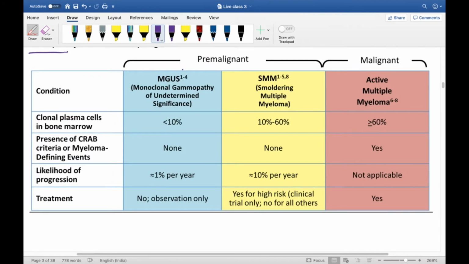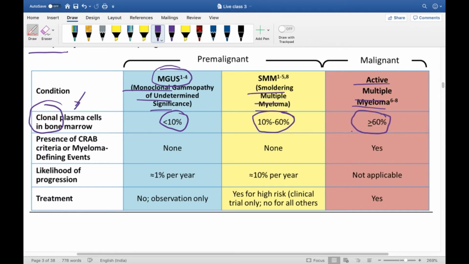So, my dear doctors, do not forget this. Monoclonal gammopathy of undetermined significance, smoldering multiple myeloma, active multiple myeloma. What is the difference? It all is the clonal bone marrow. Clonal plasma cell concentration is a determining factor. If it is less than 10%, it is monoclonal gammopathy of unknown significance. 10 to 60% is smoldering, and more than 60% is an active multiple myeloma.